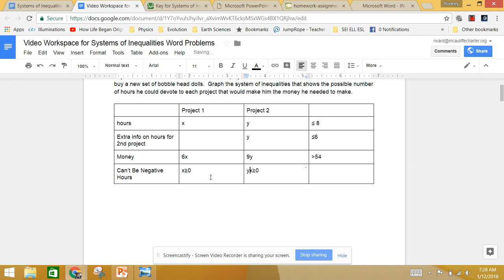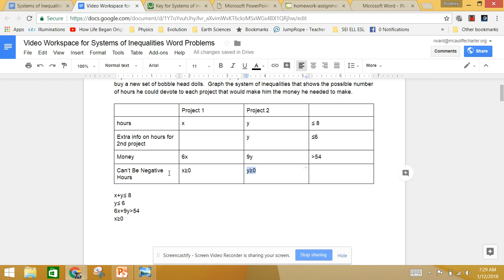So we actually have several inequalities here. We have one where it's X plus Y. This is our total hours. X plus Y is less than or equal to 8. And Y is less than or equal to 6. And 6X plus 9Y is greater than 54. X is greater than or equal to, let's grab that up here, X is greater than or equal to 0.